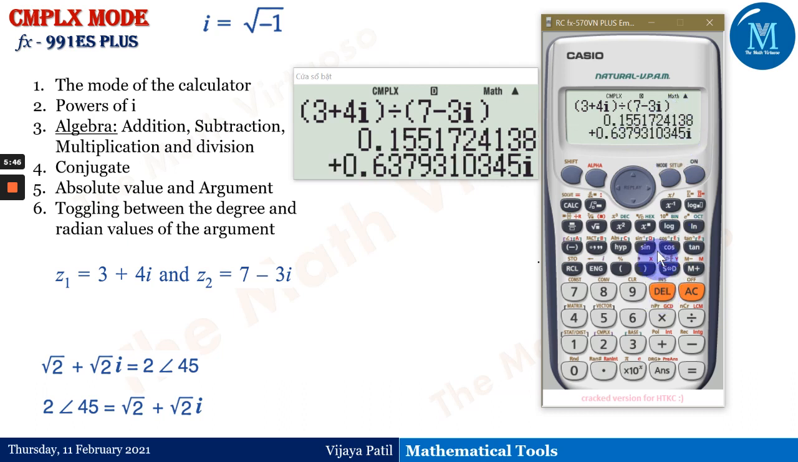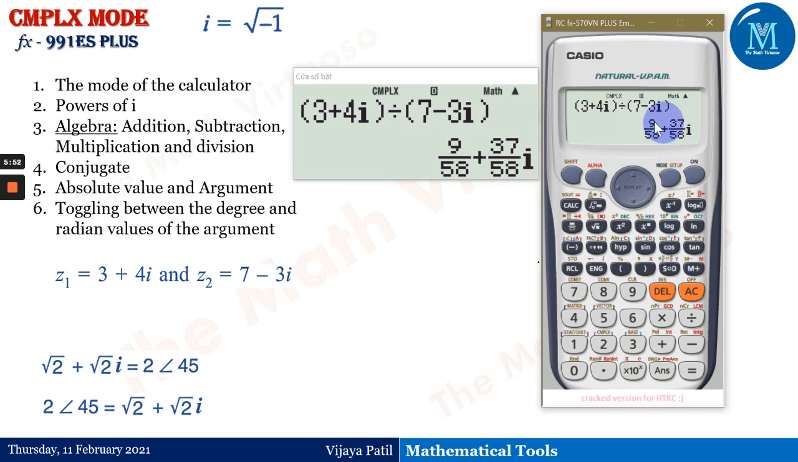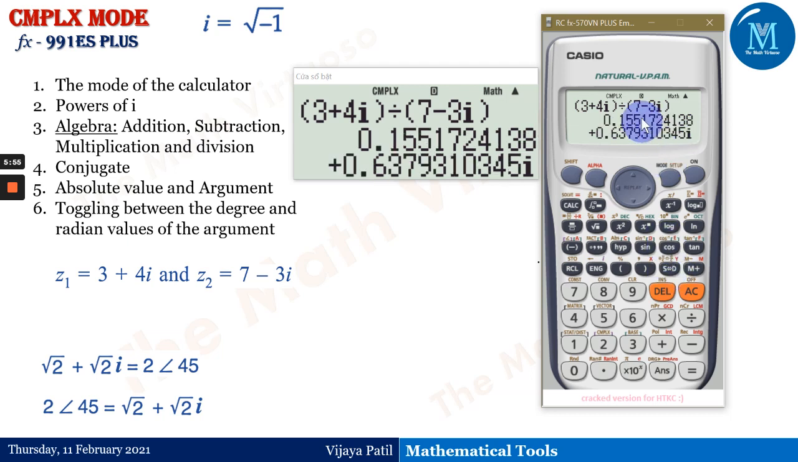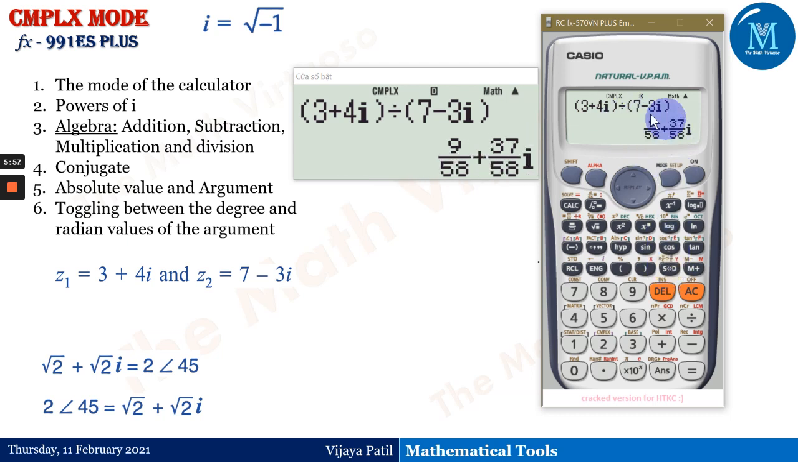If you wanted to go for a particular value, you can just go ahead like this. This SD will flip the values between the fraction and the decimals, right? So the value can be toggled over here. So we have done this algebra also: addition, subtraction, multiplication and division.